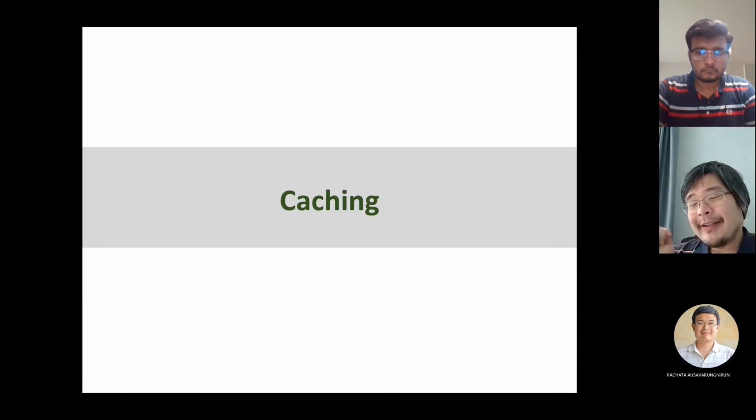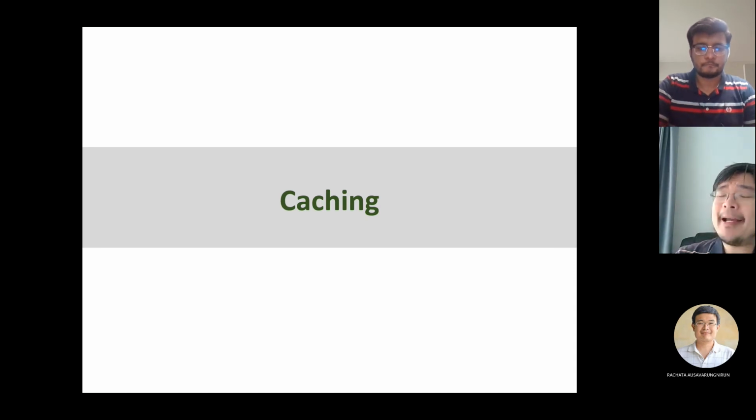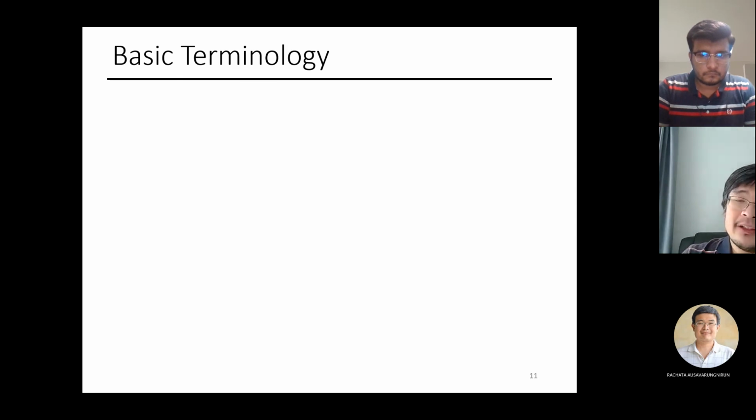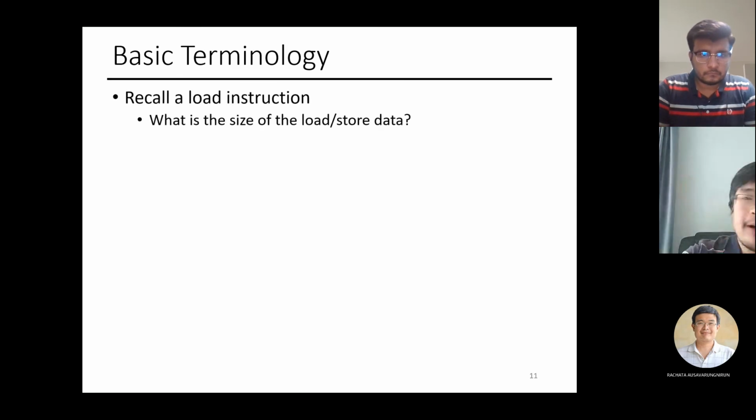And now we're going to go into the concept of caching, which is essentially what we are trying to do to reach that goal of making sure all the data are in this lower level cache, right? So before we begin, let me define basic terminology. For the basic terminology, I'm going to make sure you recall the load instruction first, right? What is the size of the load and store? A byte, a couple of bytes, or one data word, right? One data word can be 4 bytes or 8 bytes depending on the machine.